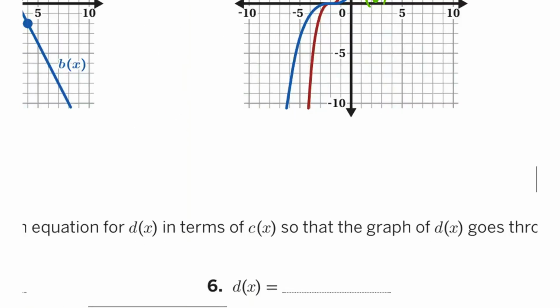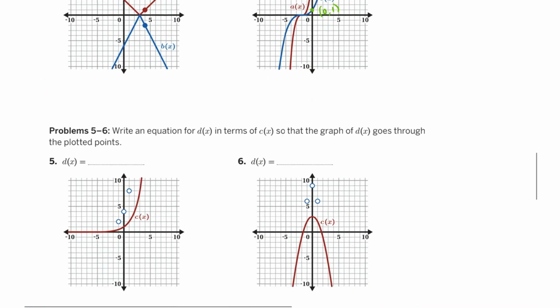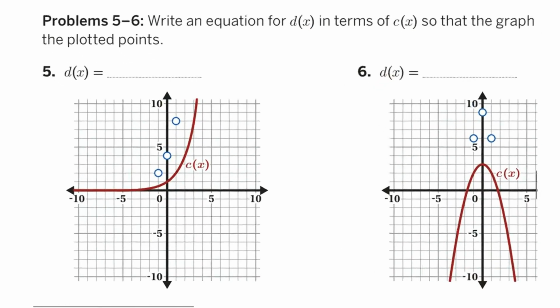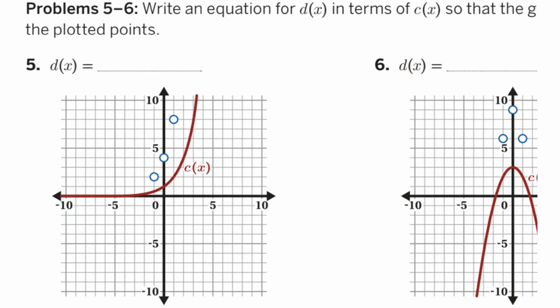So next up, for number 5 and 6, we're asked to write an equation for d of x in terms of c of x so that the graph goes through the plotted points. So in this one here, I can see that this first point now goes here, second one goes here, third point goes here. And so when I look at these points, let's call this one here in the middle 0, 1. Well, now it becomes 0, 4.